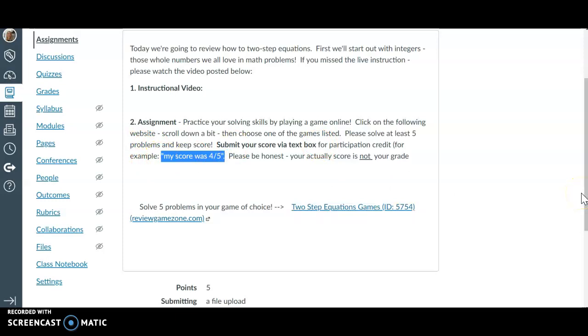Please be honest. Your actual score is not your grade. It's a way for me to help kind of gauge where we are with this skill. So have fun. Enjoy a game activity versus pencil and paper activity. Submit your score and reach out if you need any help.